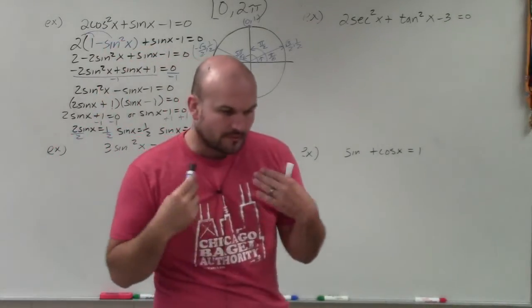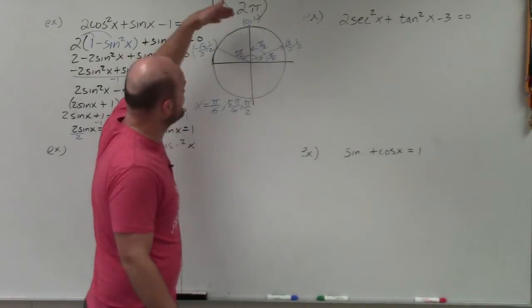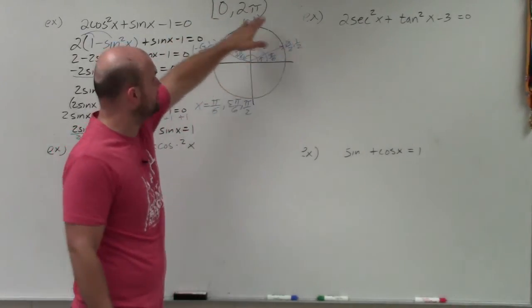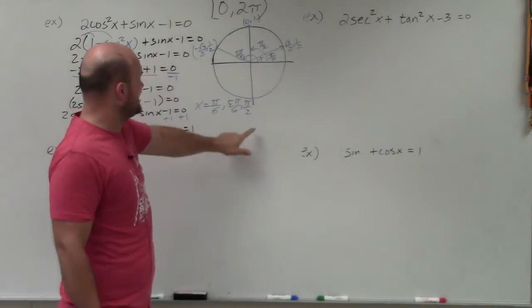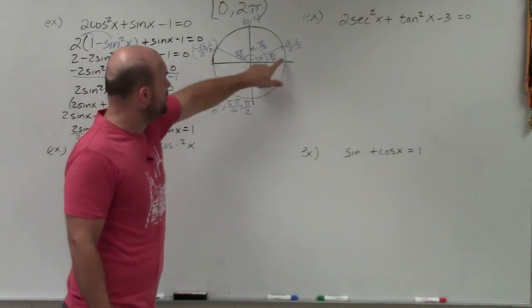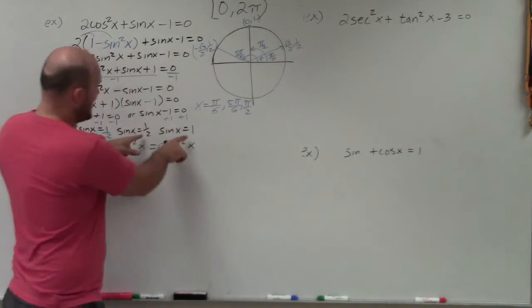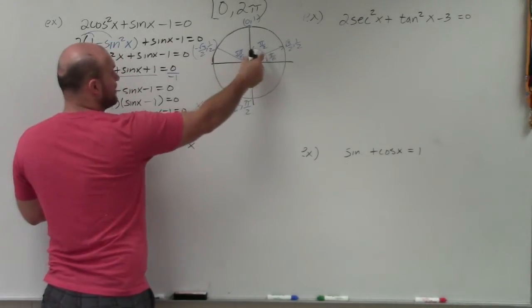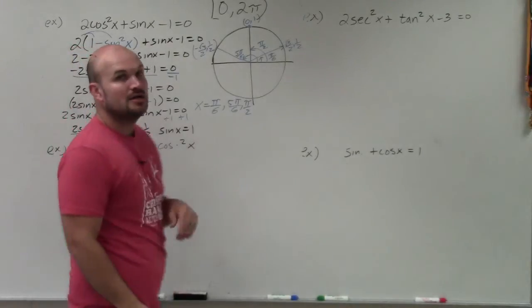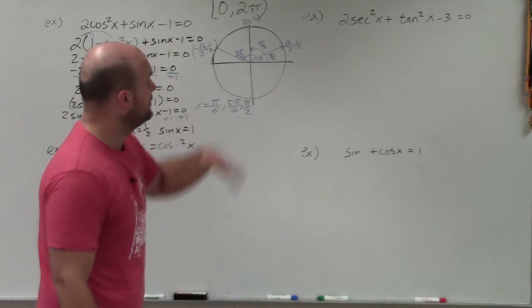Now, please remember that I have a constraint which I didn't talk about yet. You can see my constraint here is between 0 and 2 pi. That's why I only have these 3 solutions, because those are the only solutions where my sine is positive, in the first and second quadrant. Those are the only solutions that are between 0 and 2 pi. So now let's go ahead and get into the next one.